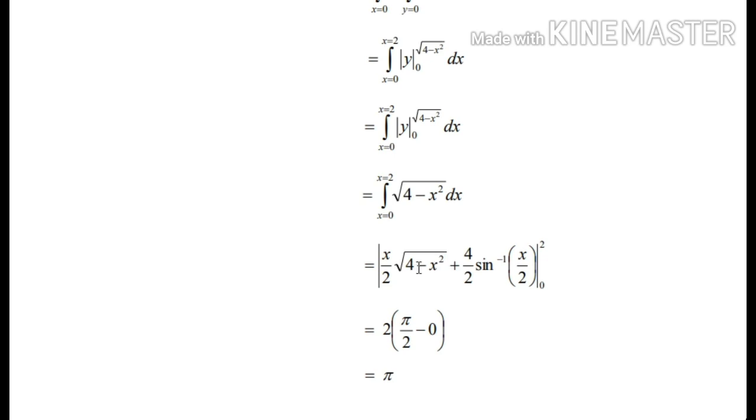So if you put x = 2, 4 minus 4 is 0, this part is 0. If you put x = 2, sine inverse 2 by 2, sine inverse 1, which is pi by 2. So 4 by 2 means 2 into pi by 2, minus lower limit. Put x = 0, x = 0 means this is 0, sine inverse 0 is also 0. So we have pi.